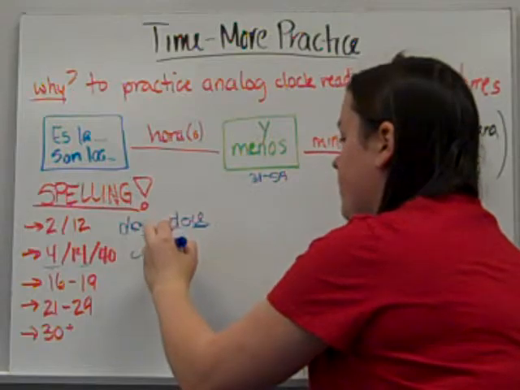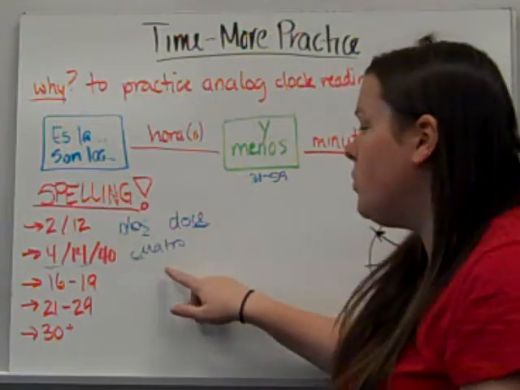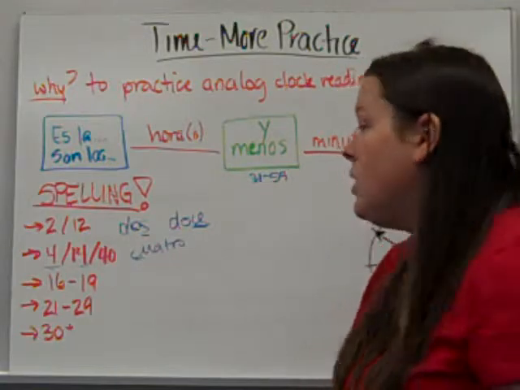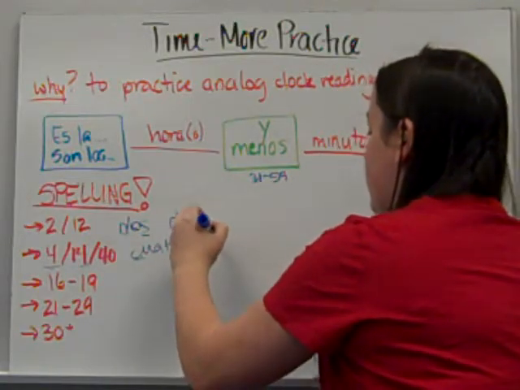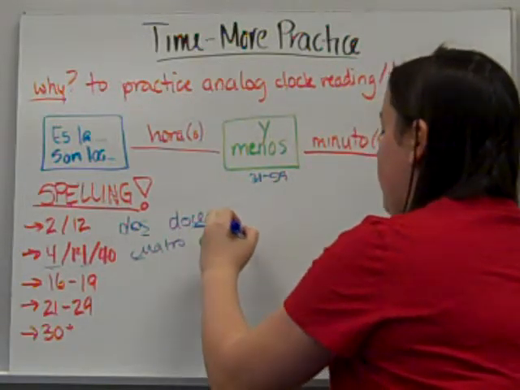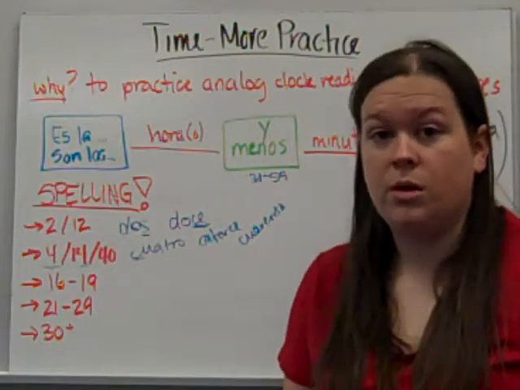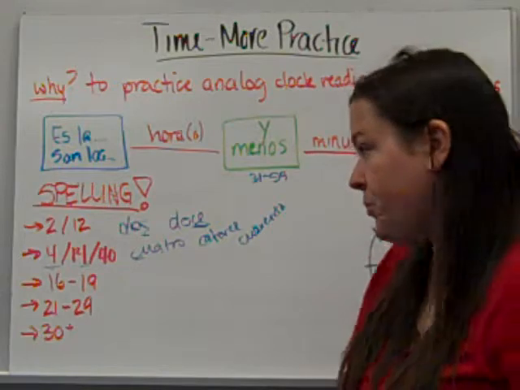Same with the 4 values. Cuatro, there's no Q, you're not flipping the T and the R, you're not flipping the A and the U. 14, catorce, and 40, cuarenta. All different numbers, all spelled differently.